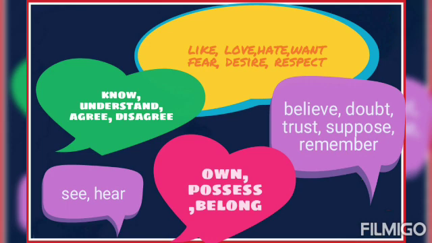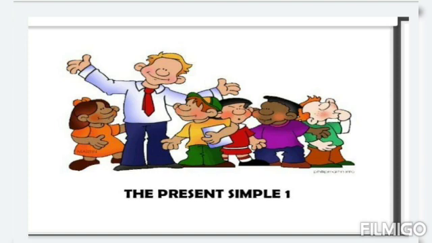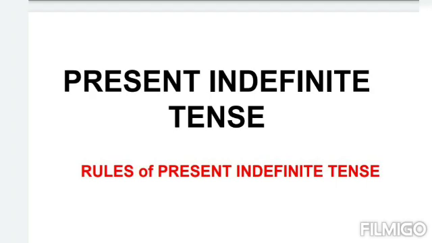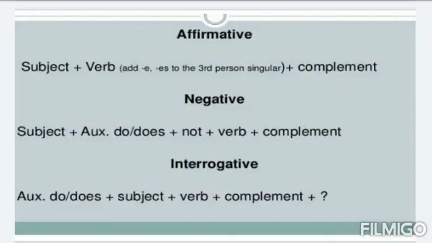Now, after these non-action verbs, let's have a look at the rules of present indefinite tense. To frame a sentence in present indefinite tense, we have to write first subject, then first form of verb with s or es, and then other words. Similarly, to frame negative and interrogative sentences, we need to add helping verbs do or does.